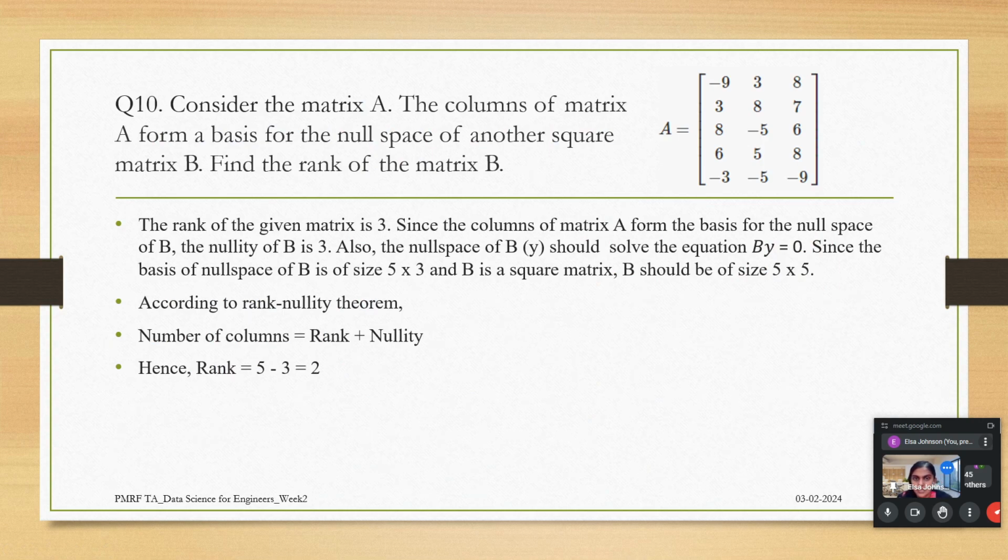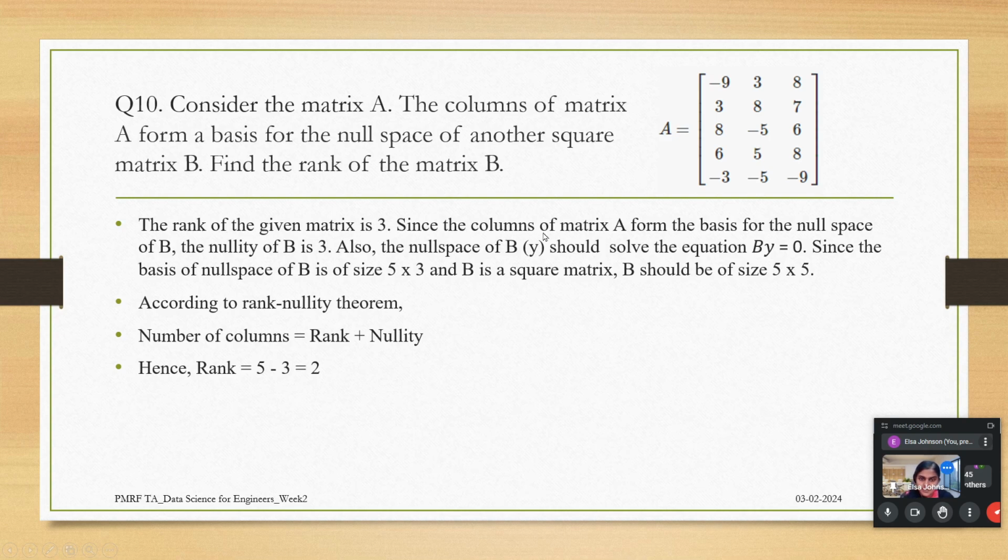Consider the matrix A. The columns of matrix A form a basis for the null space of another square matrix B. Find the rank of matrix B. So this is the matrix which is given: minus 9, 3, 8, 3, 8, 7, 8, minus 5, 6, 6, 5, 8, minus 3, minus 5 and minus 9. You can see that the rank of the given matrix is 3.